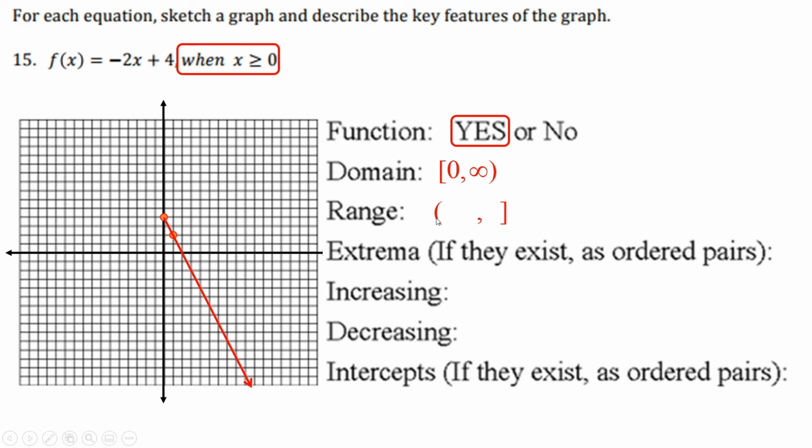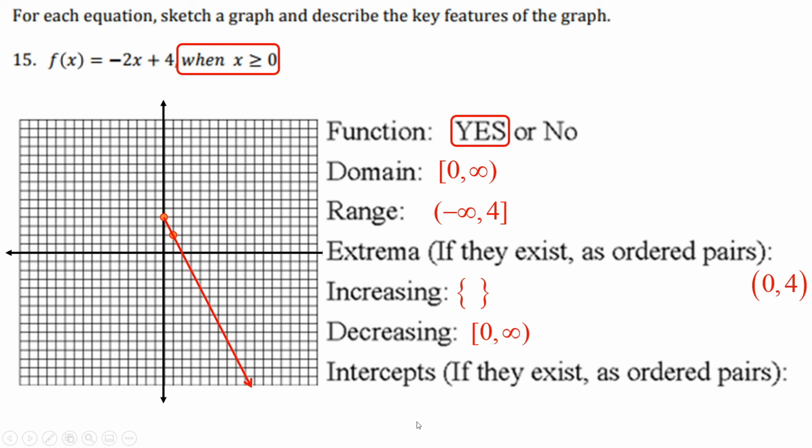So I'm going to go open on the left because I can't reach negative infinity. But how high do I go again? 1, 2, 3, 4. Half open interval from negative infinity to 4. Extrema. Well, we have that one maximum value as an ordered pair, 0, 4. Increasing. Well, this is never increasing. It is always decreasing, so let's just rewrite the domain, the half open interval from 0 to infinity.